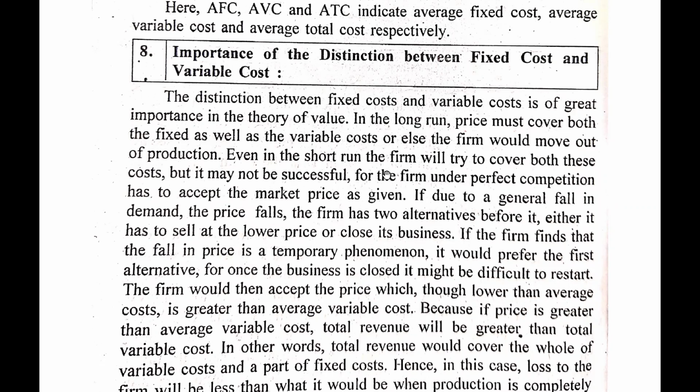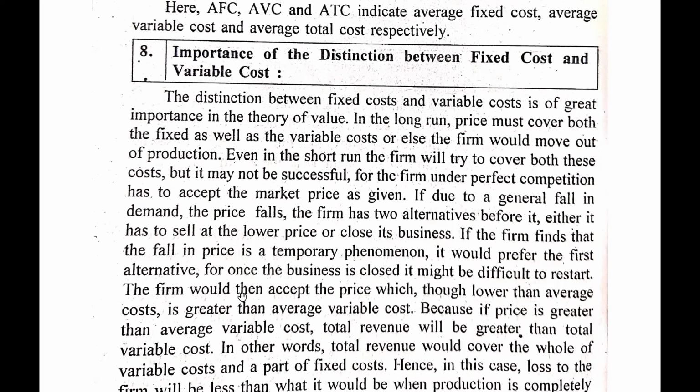Even in the short run, the firm will try to cover both these costs, but it may not be successful, for the firm under perfect competition has to accept the market price as given. If due to a general fall in demand the price falls, the firm has two alternatives before it. Either it has to sell at the lower price or close its business. If the firm finds that the fall in price is a temporary phenomenon, it would prefer the first alternative, for once the business is closed, it might be difficult to restart.